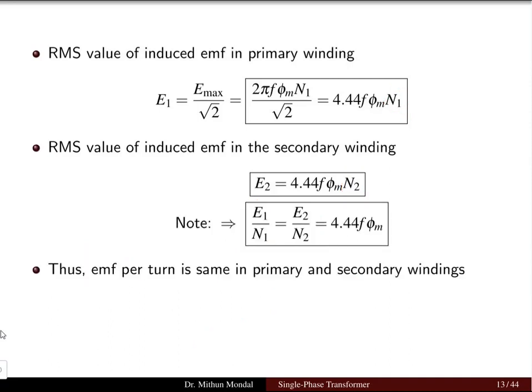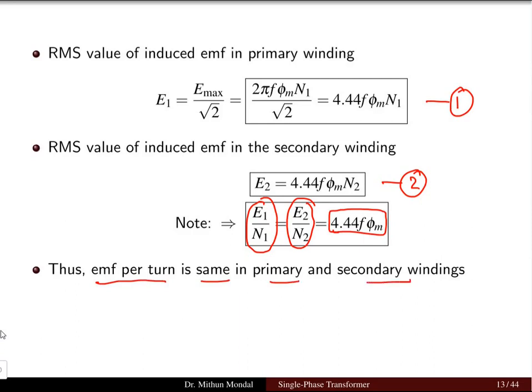Hence, we have to note that if we divide E1 by N1 from the first equation and E2 by N2 from the second equation, we get a constant term 4.44 times frequency times phi m. It means that the EMF per turn is the same in the primary winding as well as the secondary winding. Now why we are saying this to be a constant is that the frequency of the supply is constant, which is the frequency of a particular country. In India we have 50 Hz, so the frequency is constant.